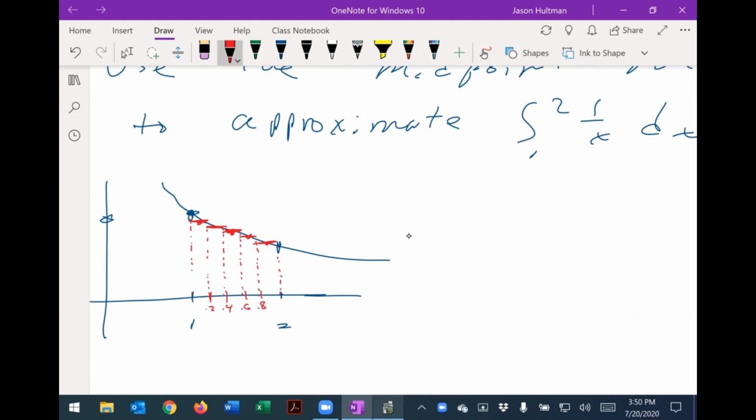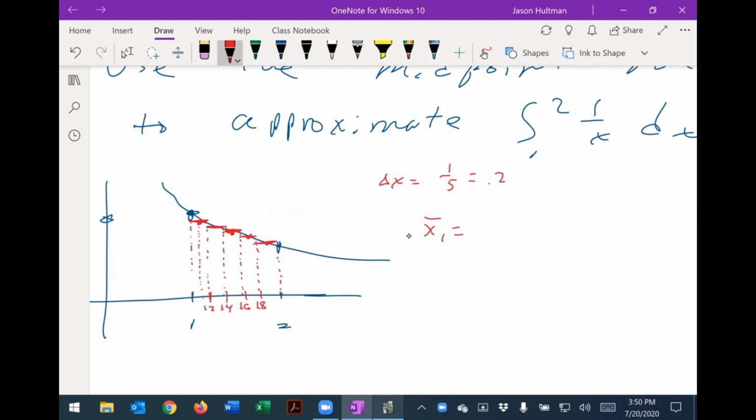And still delta x, what's delta x? Delta x is still 1/5, which is 0.2. But now I need to figure out what's the midpoint of each of these. So what's x bar 1? Well, x bar 1 is going to be the average between 1.2 and 1. Maybe I can put some ones in here: 1.2, 1.4, 1.6, 1.8.